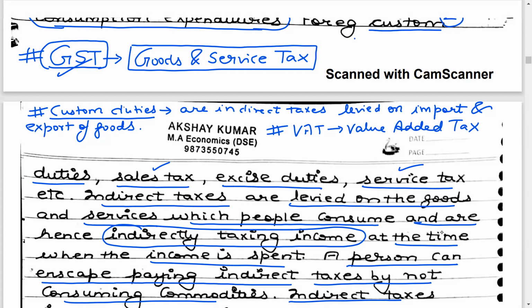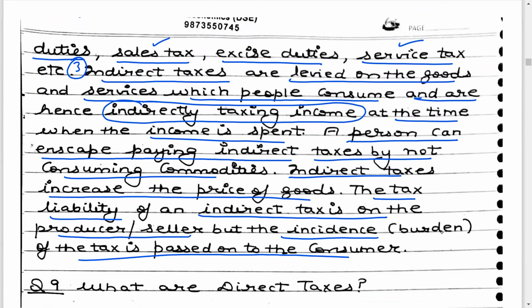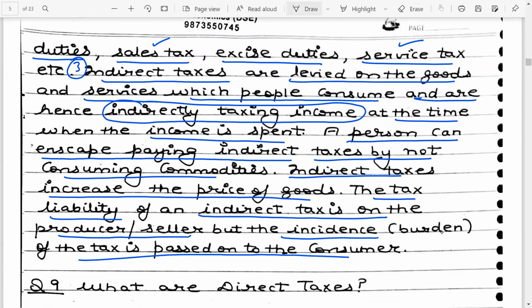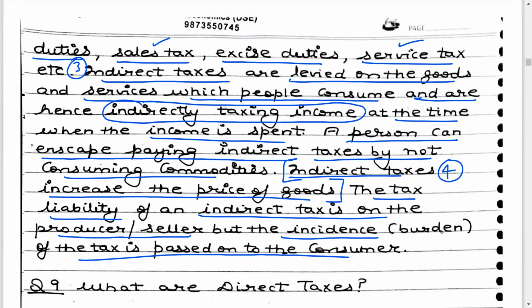Okay, the third point which we have learned is that indirect taxes are levied on goods and services which people consume and hence are indirectly taxing their income. The fourth point which we have learned is that indirect taxes cause the price to rise. Like any other tax, indirect taxes also cause the price of goods to rise, because now the consumers also have to pay the tax, so they have to pay a higher price now.